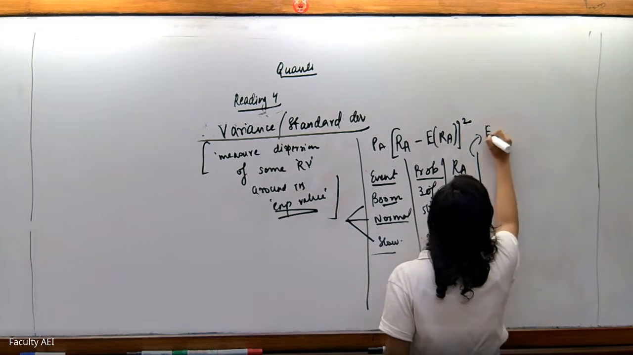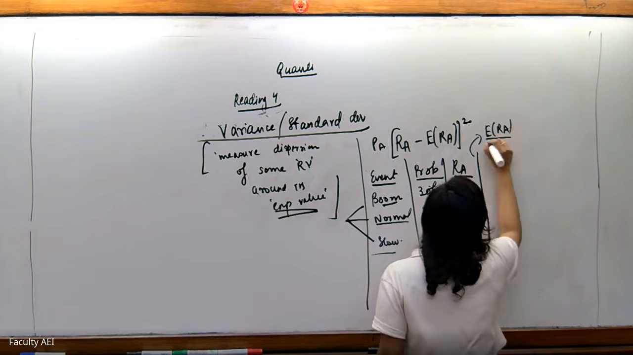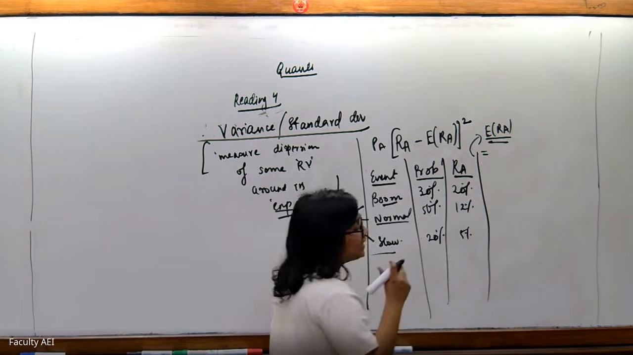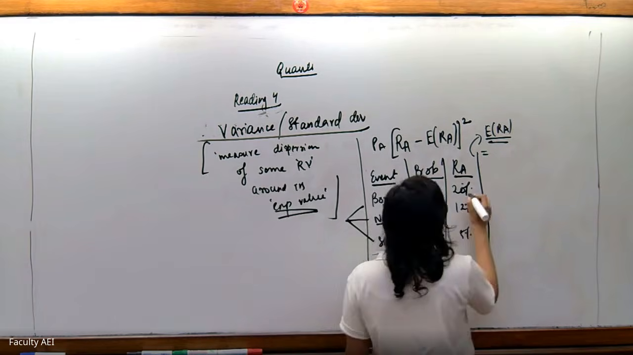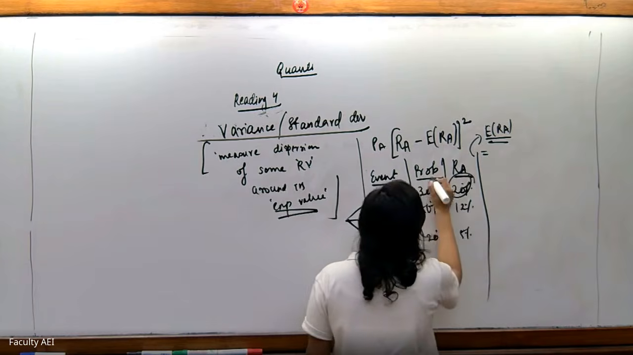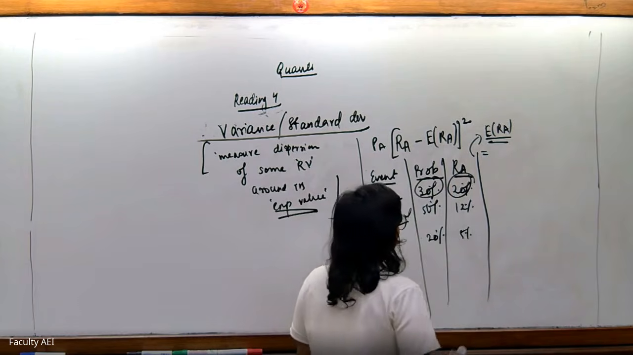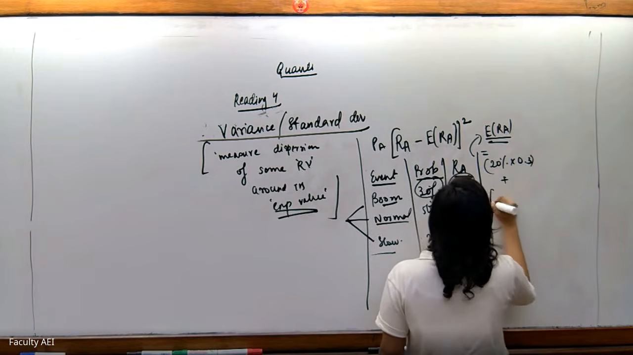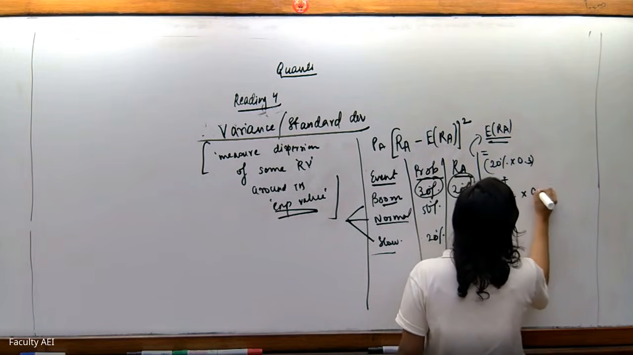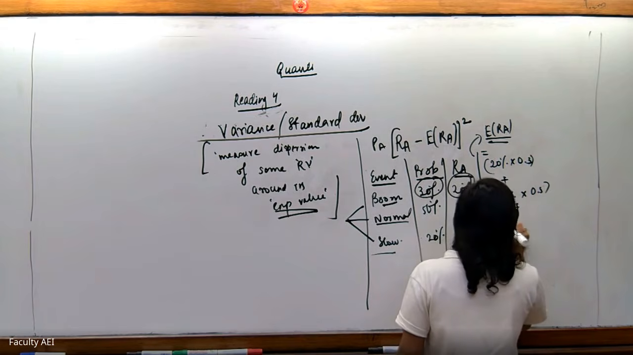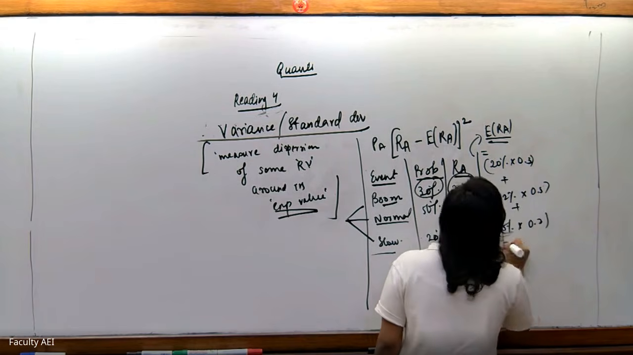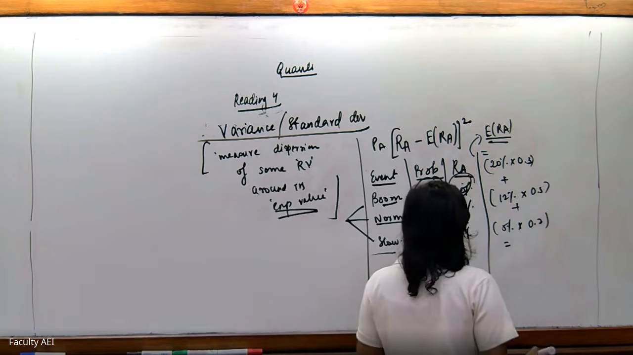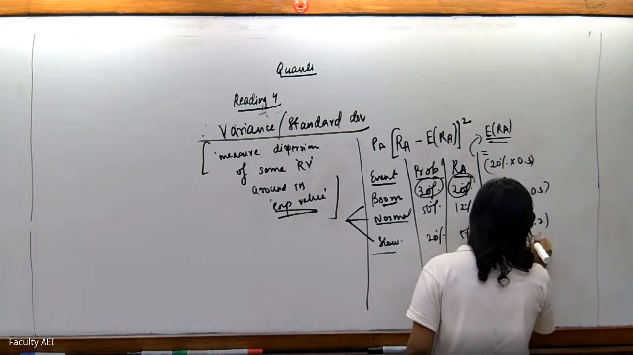Now, what is the expected return of A? How do we find expected value of something? Expected value of anything is your value multiplied by the probability. So my return here is 20% and the probability of that return is 30%. So 20% into 0.3 plus 12% into 0.5 plus 5% into 0.2. So this is my expected return. What is the answer for this? It is 0.13.